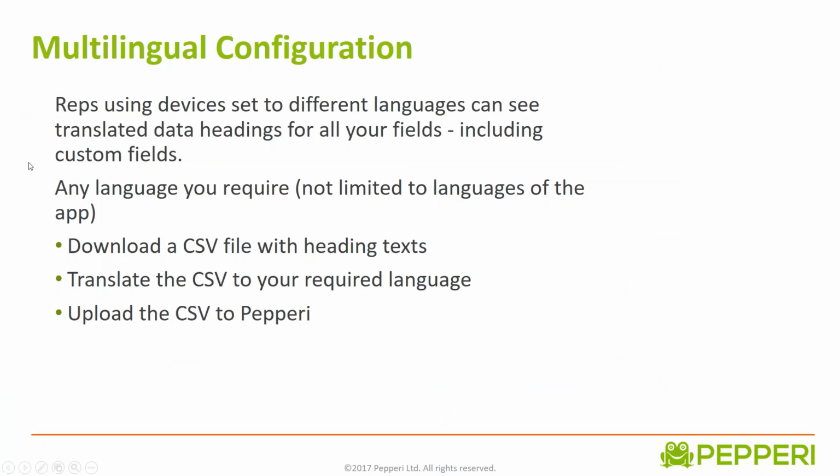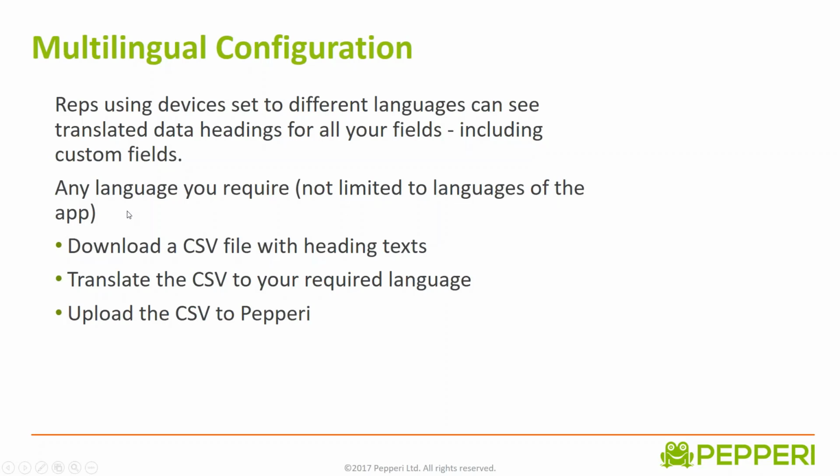Okay, so I already said that the reps are using devices that are set to different languages. They can see translated data headings. And this is mainly used to translate your custom fields. Custom fields many times can be very long. They're very important, they're used on activity forms, and they need to be translated. So I'll show you how you can do that.